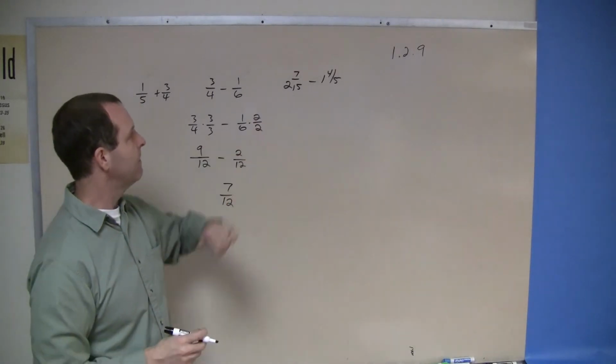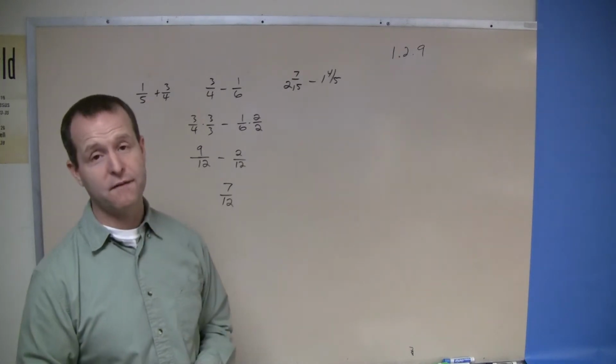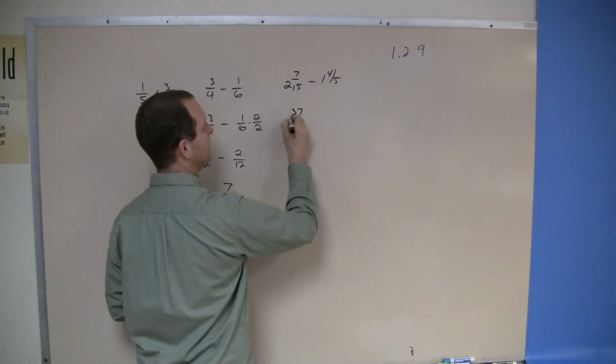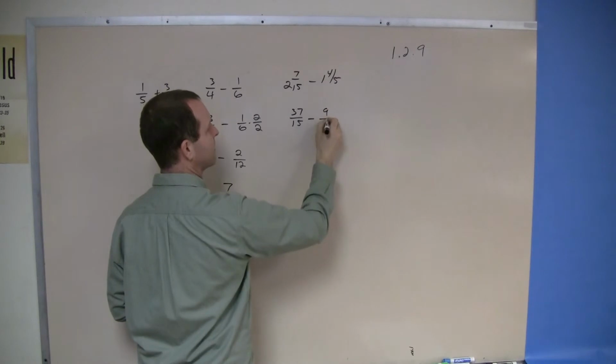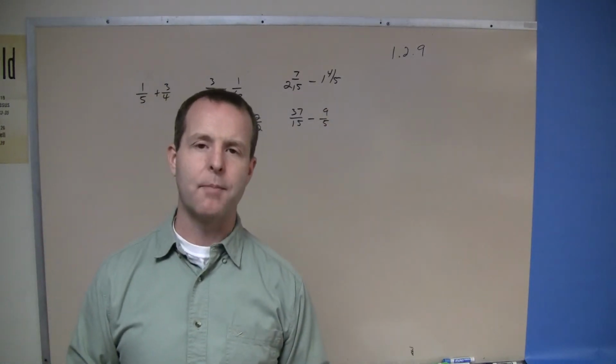And then lastly, I have 2 and 7/15, take away 1 and 4/5. So it's 37/15, take away 9/5. Convert them over to mixed or improper fractions.